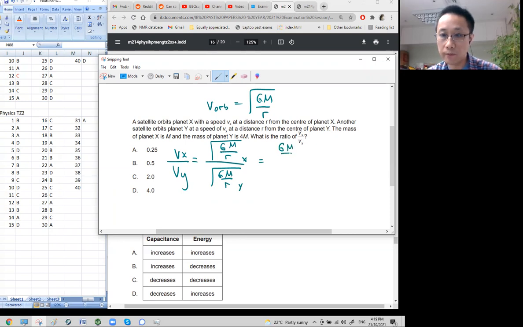Everything on top is the quantity belonging to X. So Y has 4 times the mass, but the distances are the same. The only difference is the mass. So G, M, r are all gone, and then all you have is the square root of 4 sitting in the denominator. So the answer should be 1/2.